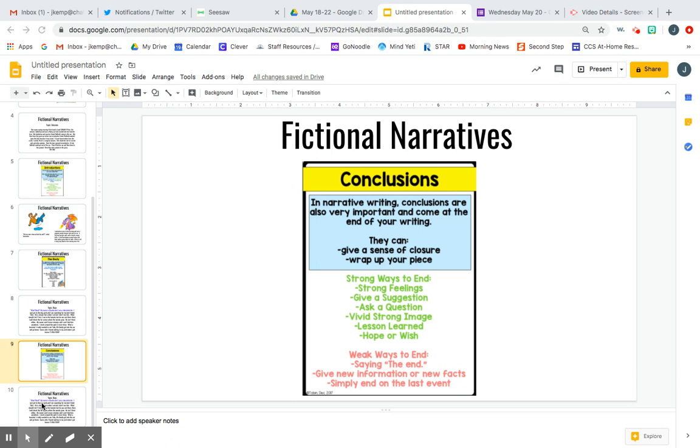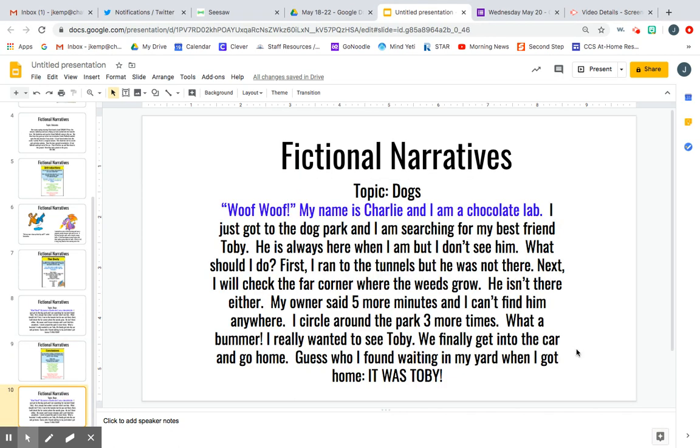So speaking of Charlie and Toby, I'm going to go to that story that I wrote yesterday. And we are going to add a conclusion onto here. So remember, my introduction is in blue. It's very short. It's only one sentence.